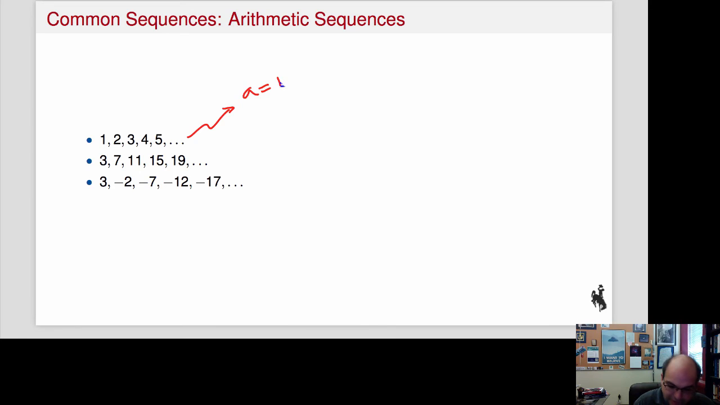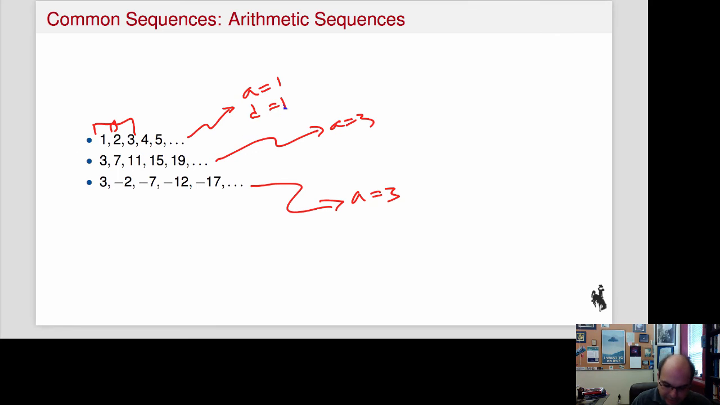Okay. All right. So again, here are some examples of arithmetic sequences, and what I have here is a is equal to 1. a is easy. It's just the first element, right? In here, a is equal to 3. In here, a is equal to 3. Now, d is the common difference. So 2 minus 1 is 1, 3 minus 2 is 1, 4 minus 3 is 1. Yep, common difference is 1.